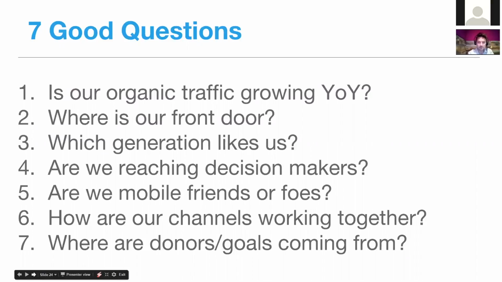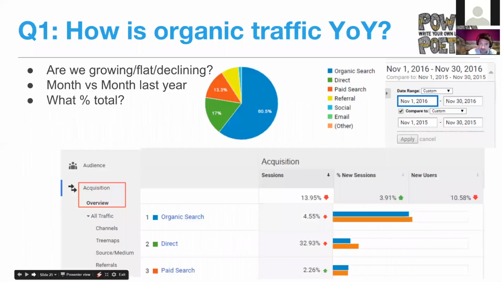If you go to the site on a mobile device, are people running and fleeing, or are they actually sticking around? How are our channels working together, meaning our different media channels of email and social and organic traffic? And then where are our donors/goals coming from? We'll use donors as a proxy for goals in general. We want to understand how we got them and how we get more of them.